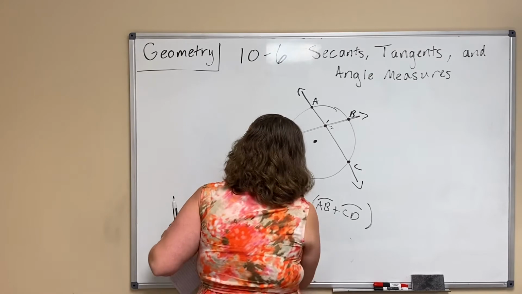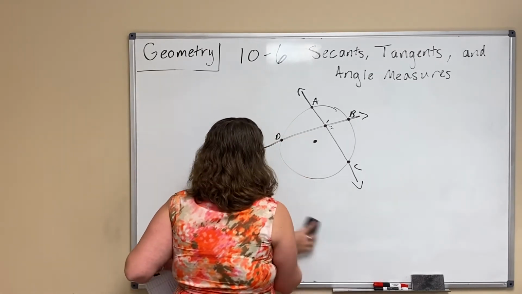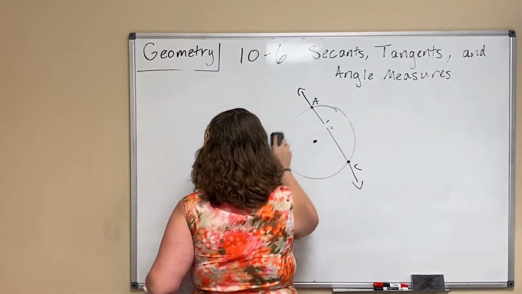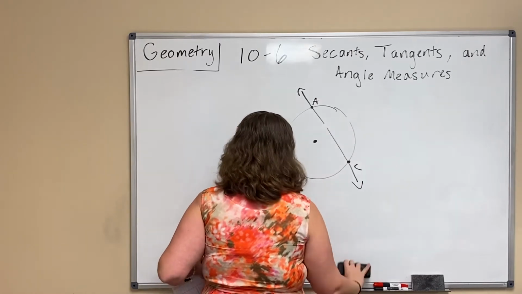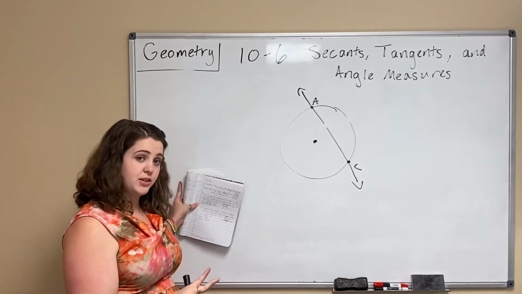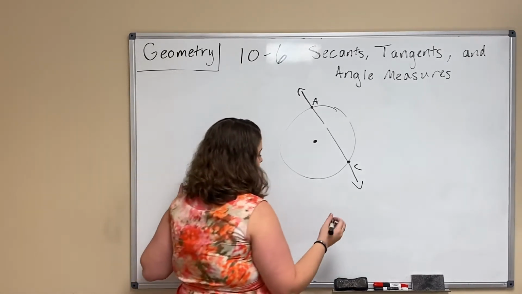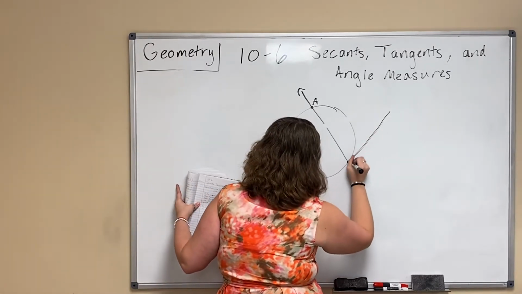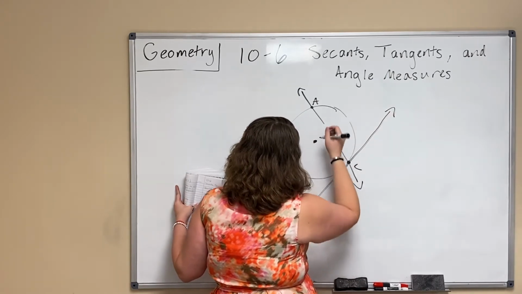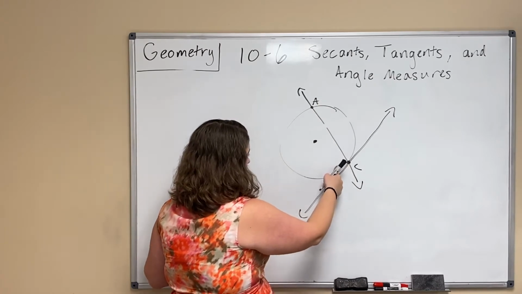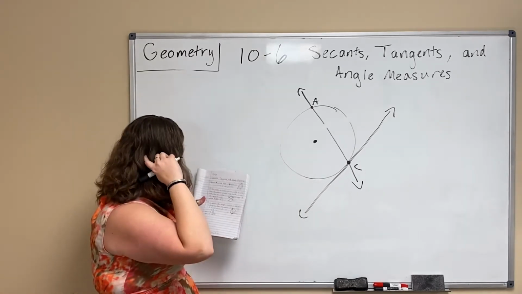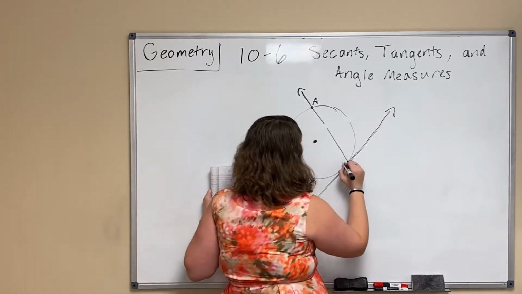Next, we're going to talk about what happens when you only have one secant. So we're going to keep our AC there. If we have a secant and a tangent intersecting at the point of tangency, so we have a secant cutting across a circle, and it intersects a tangent at its point of tangency, then we can figure out the measure of these two angles.